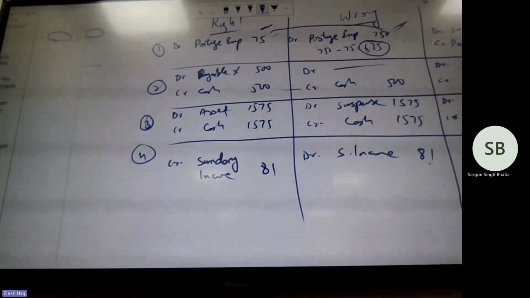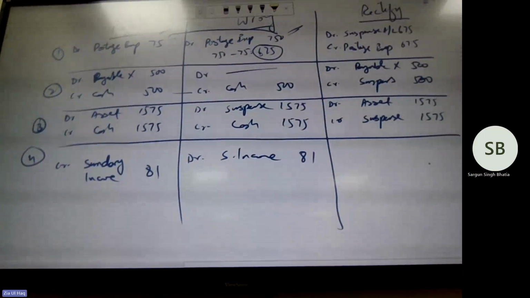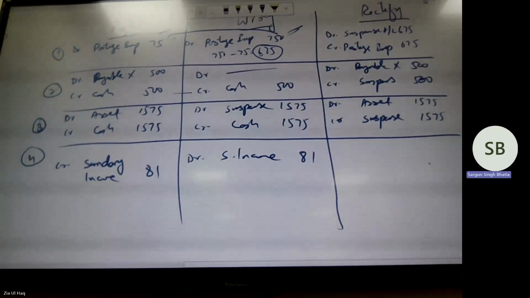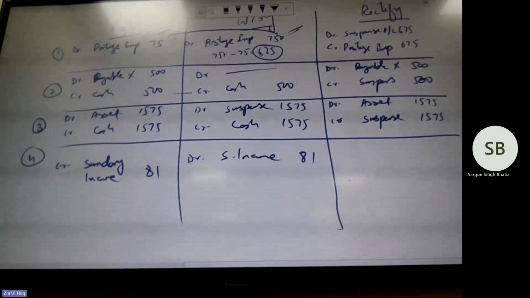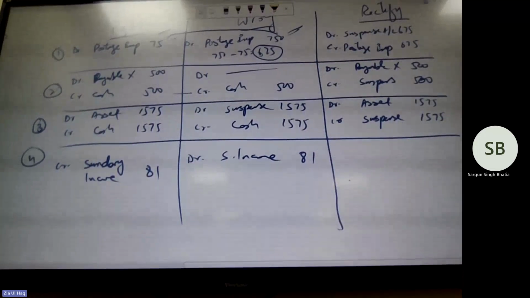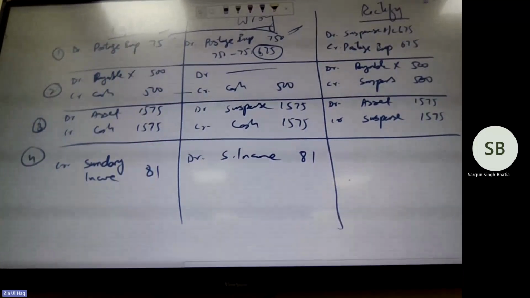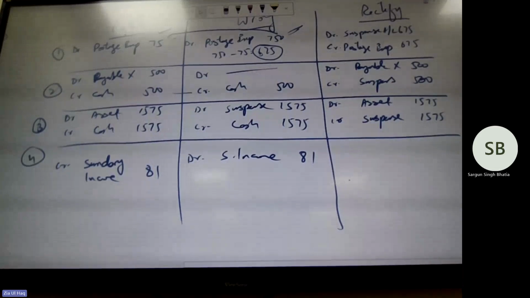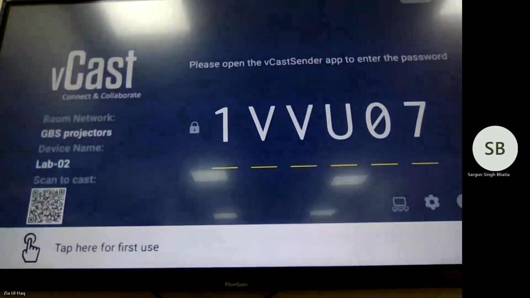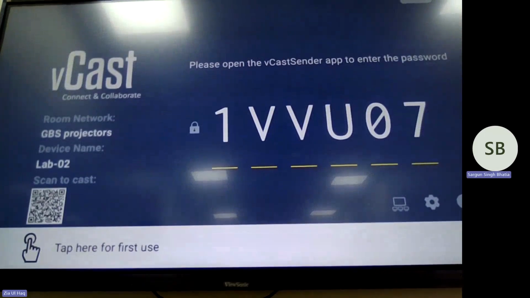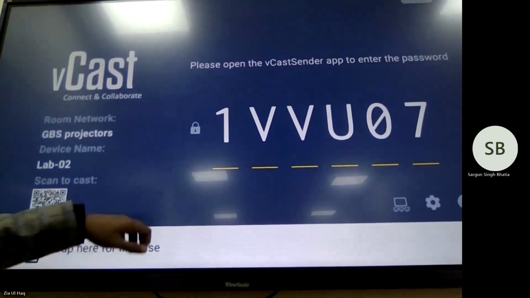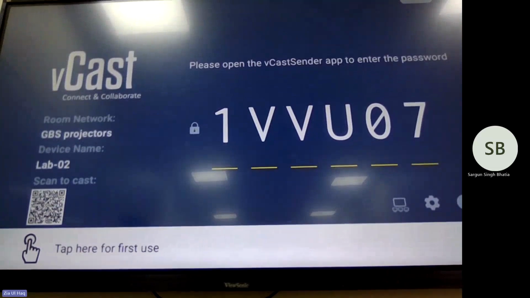So what should be the rectification? We will credit sundry income with 162, 81 to eliminate this effect and 81 to correct this effect. And what should be on the debit side? The suspense account, exactly, with the 162.